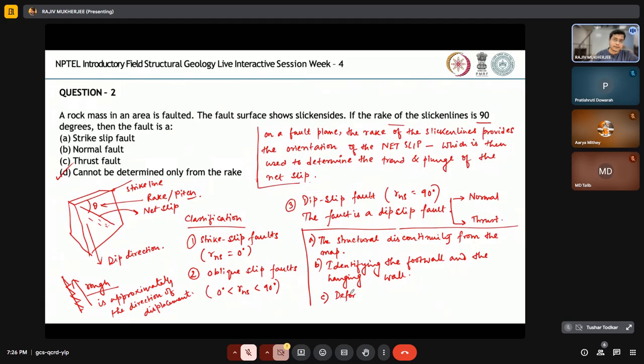That means we have to go to the field and actually observe what kind of features we are getting. Deformation features associated with normal and thrust fault. If we can deduce this information, then it is likely that we can answer whether it is a normal fault or a thrust fault. But only from the information with the rake we can say that it is for certain a dip slip fault and nothing more than that.